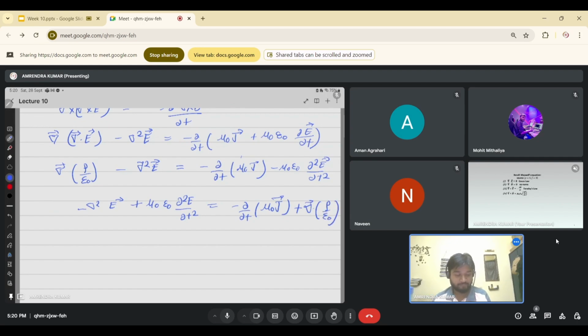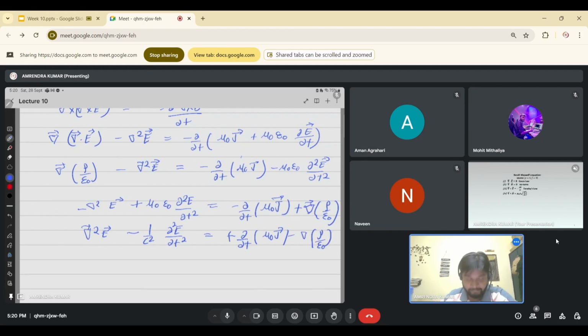So what we can understand from here is that this is nothing but del square E minus 1 over c square del square E over del t square, equal to del of rho over epsilon naught plus del over del t of mu 0 J.